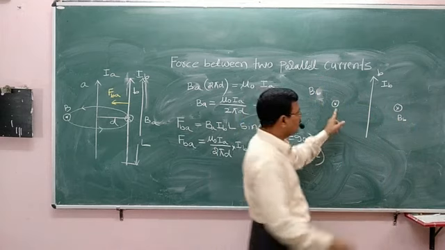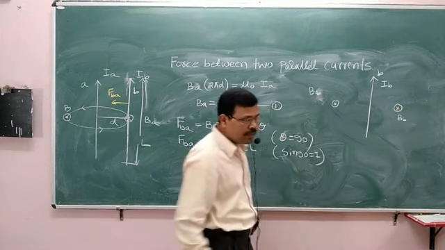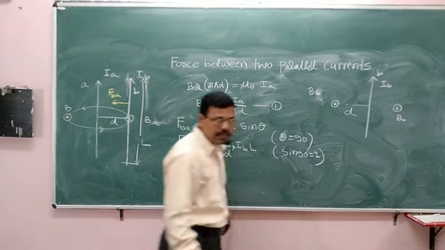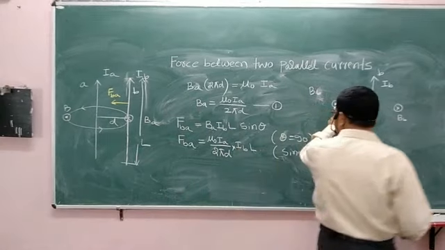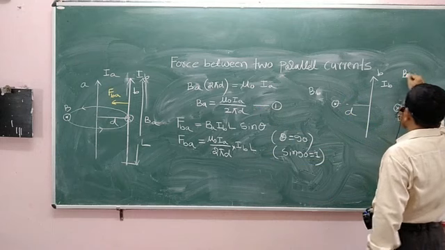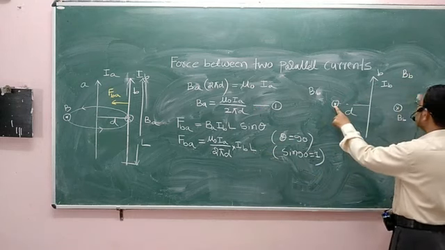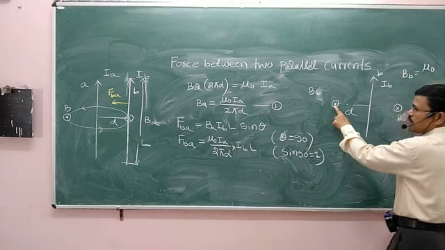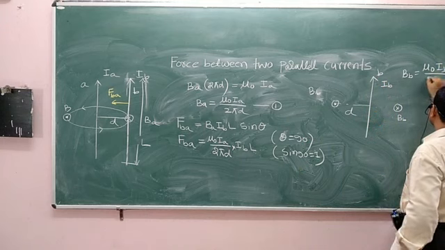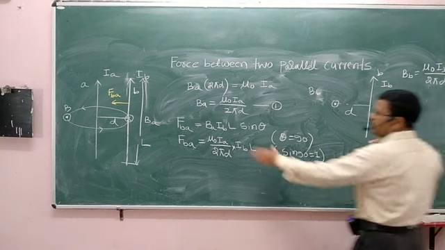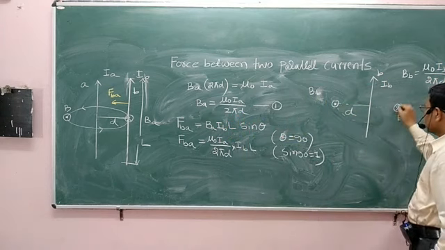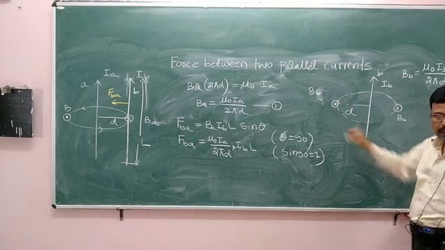Here it is coming out. Here it is getting in. Okay. Now, if you call this distance d, then what is the magnetic field here? In a similar way, you can write the magnetic field at the point B is equal to mu naught times the current through the conductor B divided by 2 pi d. That is 2 pi d, this distance, because this is the perimeter of the magnetic loop.